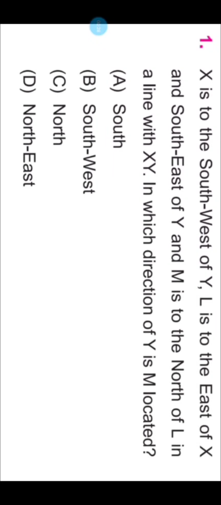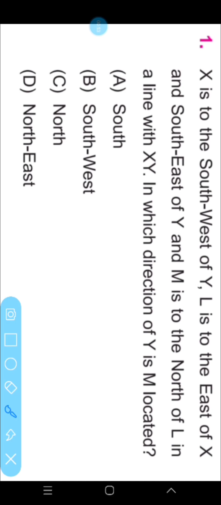So let's start with the first question. X is to the southwest of Y, L is to the east of X and southeast of Y, and M is to the north of L in a line with XY. In which direction of Y is M located?